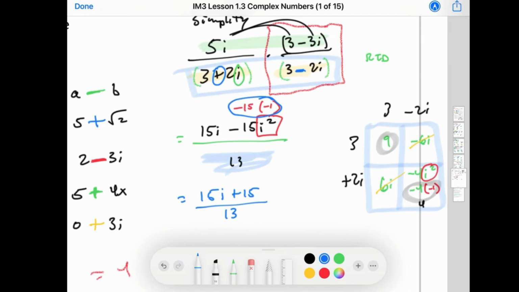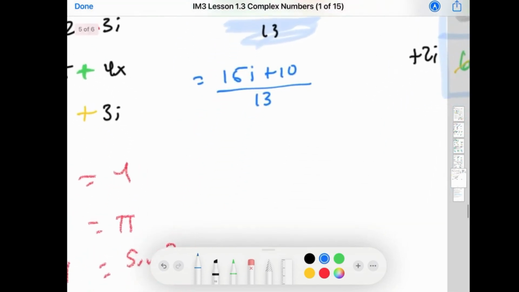Why did I write that? Did you see that? Okay, that becomes 15i and then negative 10i squared. Okay, so that is negative 10 times negative 1. That will give me positive 10.